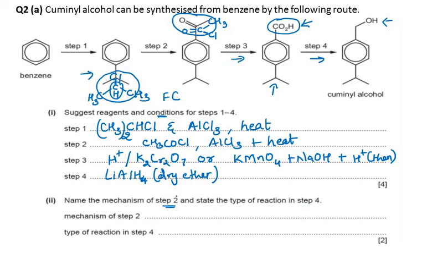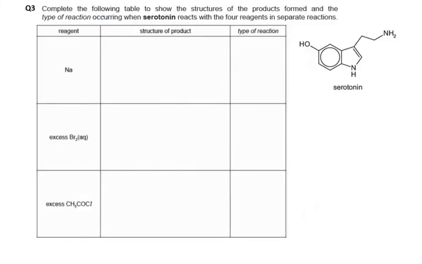Now we know that any reaction in benzene is always an electrophilic substitution reaction. So here again the same question is being repeated, that electrophilic substitution reaction. Now what is the type of reaction in step 4? I've already told you that it's a reduction reaction, because carboxylic acid is changing to alcohol. Let's go ahead with the next question.